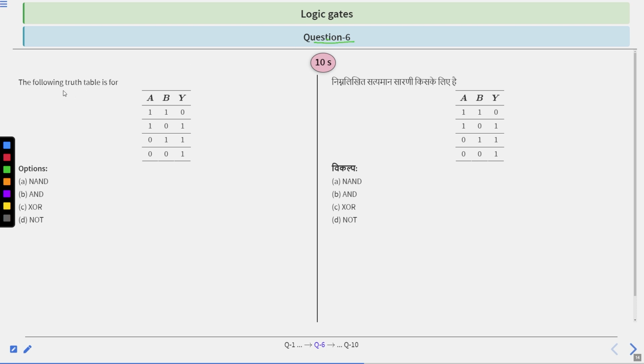The question is, the following truth table is for what? This is the truth table. The options are: option A, NAND gate; option B, AND; option C, XOR; and option D, NOT. So this truth table is for which gate? A, B, C, D. Which option is correct? You have 10 seconds to solve this question. After 10 seconds, we will provide the solution.